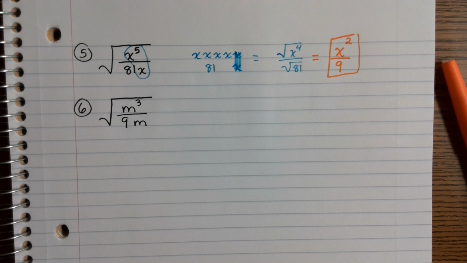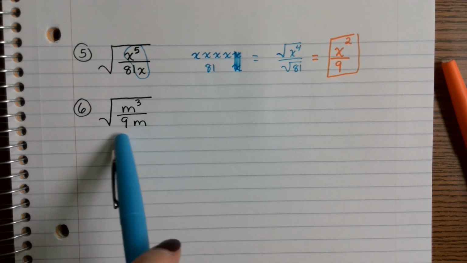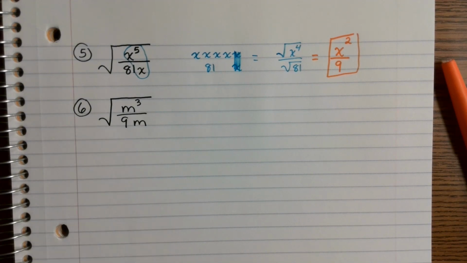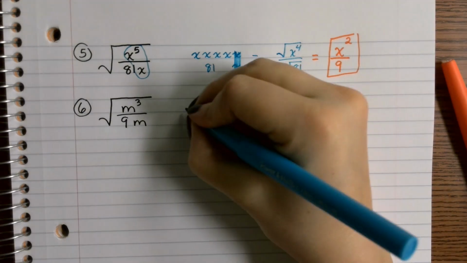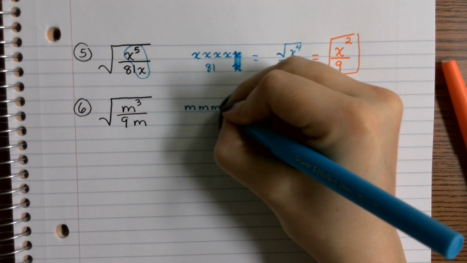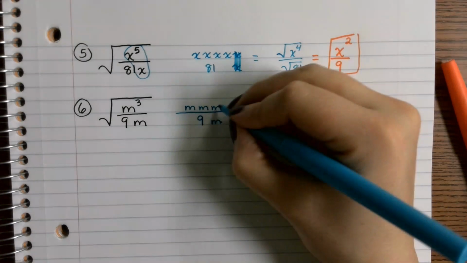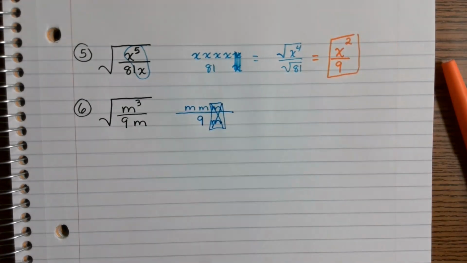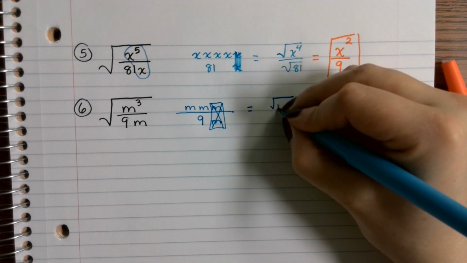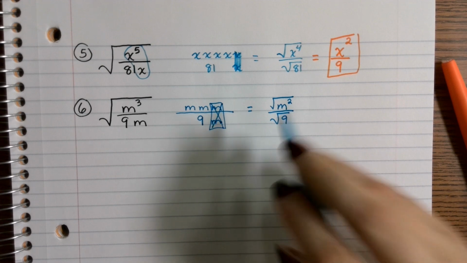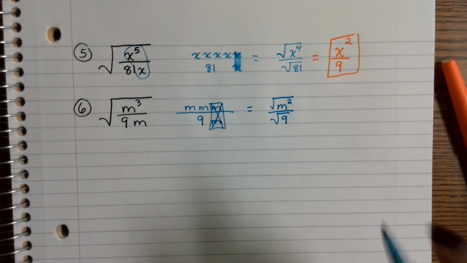Square root of m to the 3rd over 9m. Is the denominator perfect? Part of it is, part of it's not, right? 9 is perfect, m is not. So again, it's that same idea. I've got 3 m's on the top. Underneath, I've got a 9 and an m on the bottom. I can go ahead and get rid of this information right here, and that's going to leave me with the square root of m to the 2nd over the square root of 9. The denominator is now officially perfect.